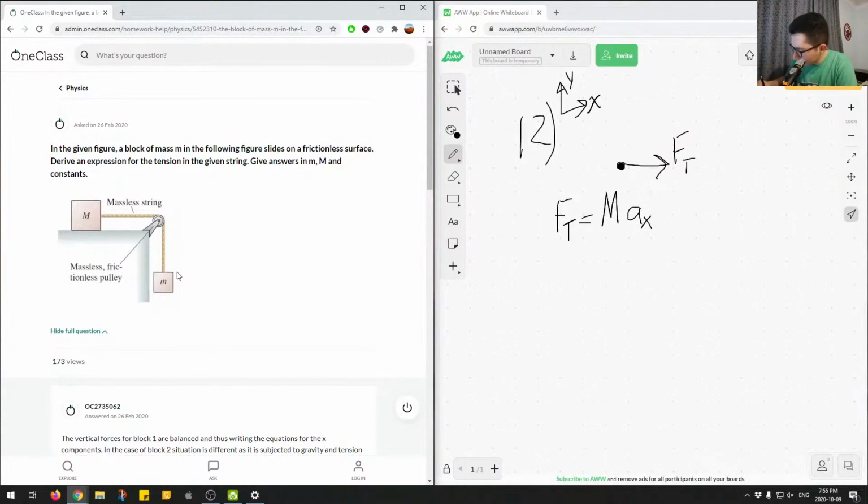For the second free body diagram, I'll draw it over here. So we have this mass over here, and then we have the force of gravity, Fg. And then we have the force of tension, Ft. Because the rope is connected, we know that the force of tension here and the force of tension here is the same. And then we'll use F net equals ma to derive the second equation.